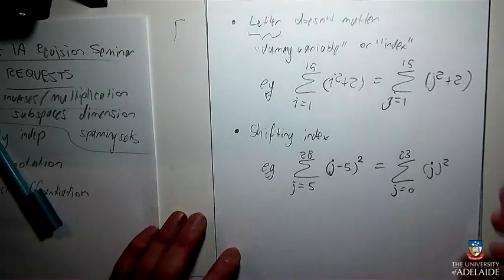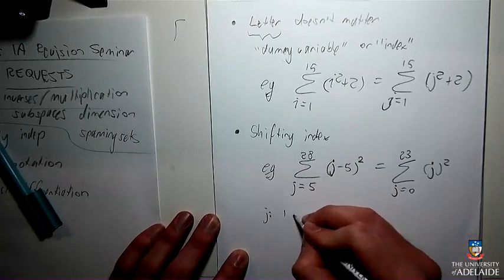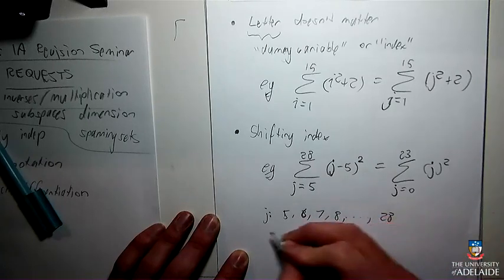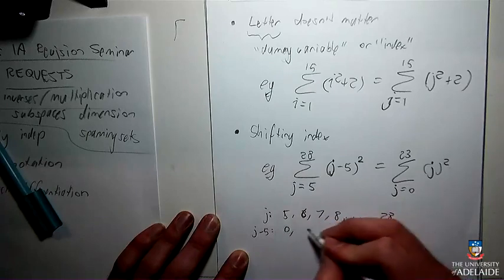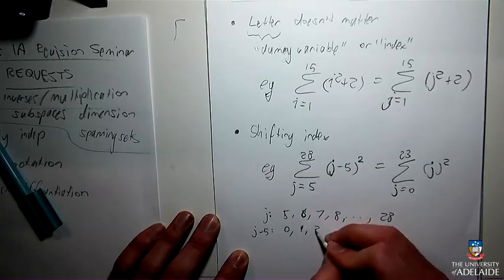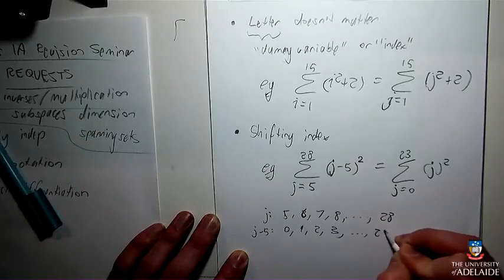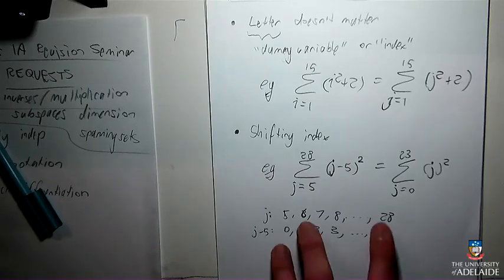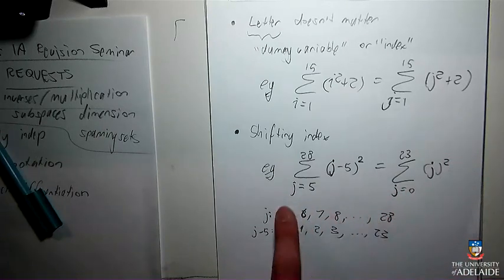Just to clarify how that worked, these are the options for j: 5, 6, 7, 8, up to 28. And these are the options for j minus 5: 0, 1, 2, 3, up to 23. And so what I'm going to do is I'm just going to call j minus 5 j. Some people prefer to change the letter when they do this, so they call this one j and this one i or something. But I warn you now that people who use this in, say, engineering maths, won't change the letter. So you need to get used to it.